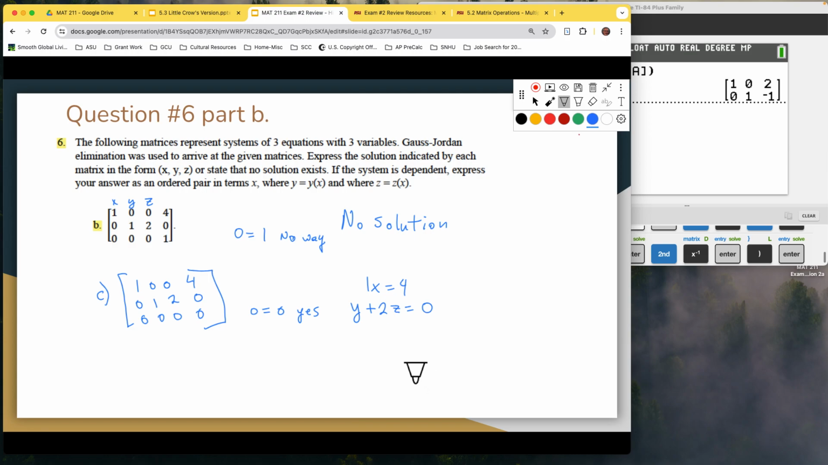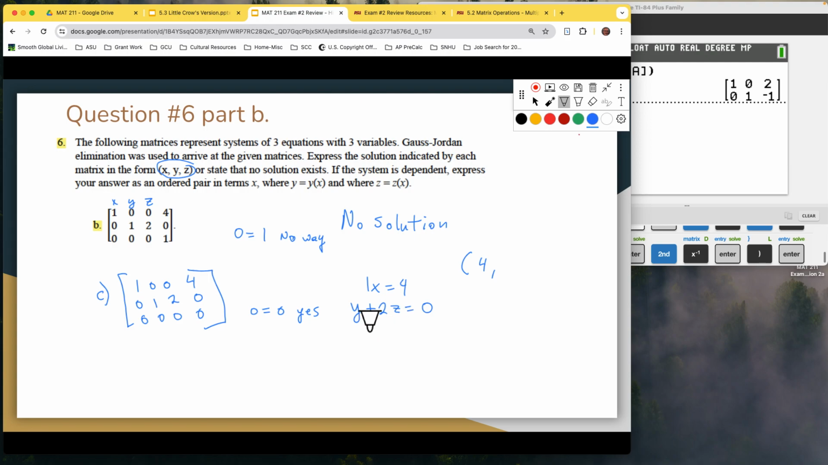And so in this case, actually, y is equal to y of x, z is equal to z of x. Since x is the only thing that has a set answer, x is 4. So, you know, again, we would list it as an ordered pair. X is 4. It's not dependent. But what we're going to do is we're going to have to make it dependent on either y or z.